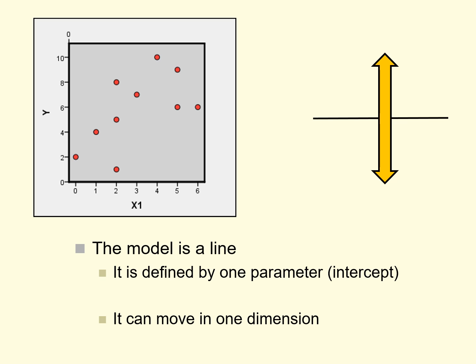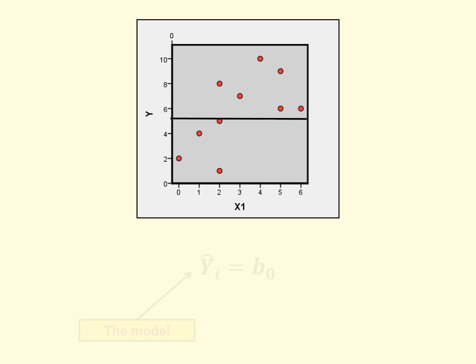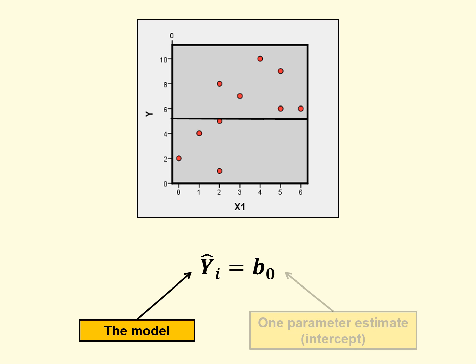So I think you can maybe intuitively understand this model has, in a sense, one degree of freedom to move around in space. It can move in one dimension of space. If I wanted to write out the model, I might write it something like this: predicted value of y equals this intercept, whatever it happens to be. So you can see hopefully that this one degree of freedom to move in space corresponds to one parameter estimate in our model.